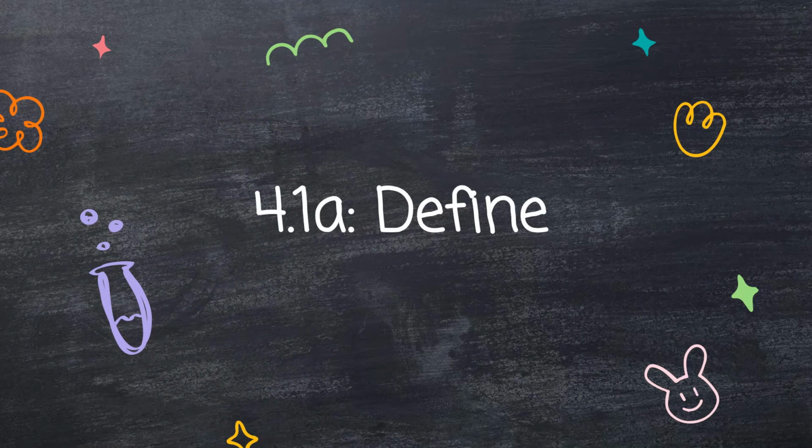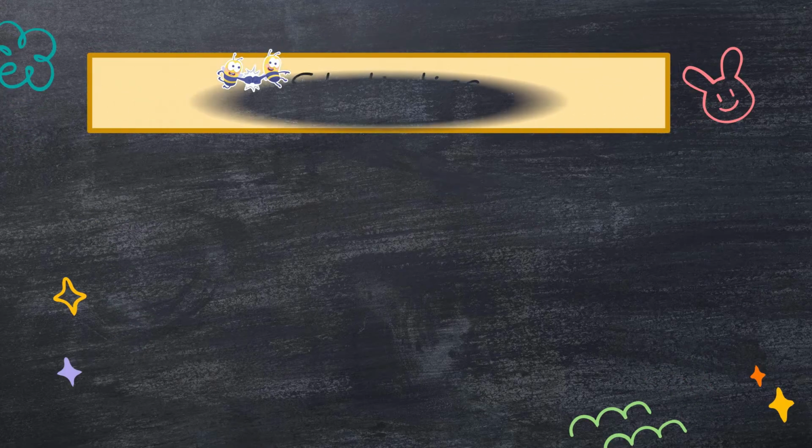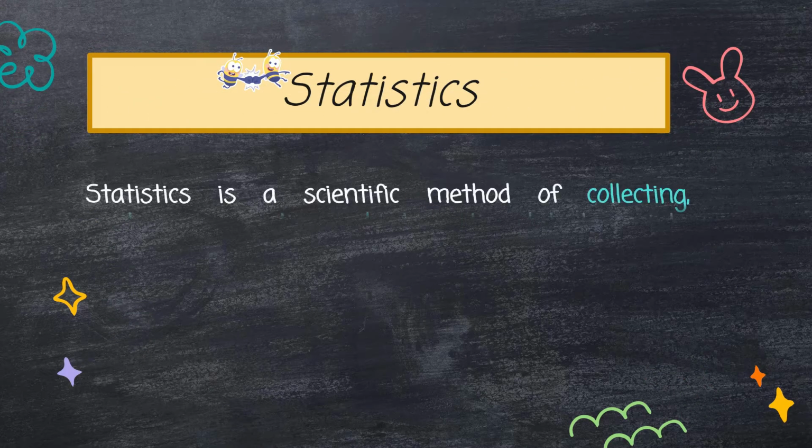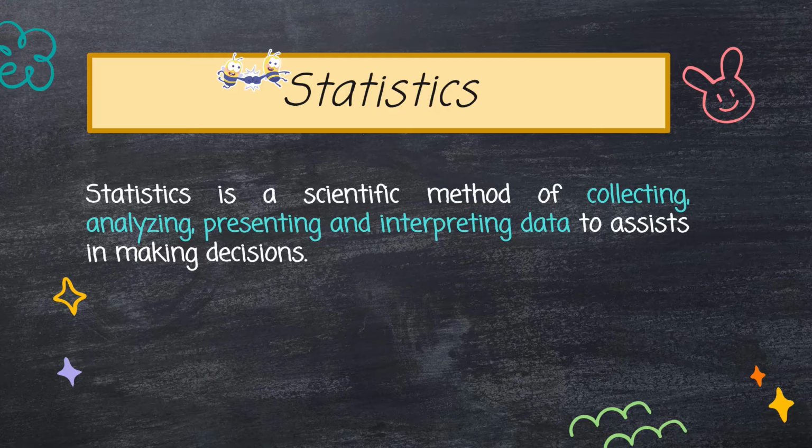0.1a. Define statistic. Statistics is a scientific method of collecting, analyzing, presenting, and interpreting data to assist in making decisions.